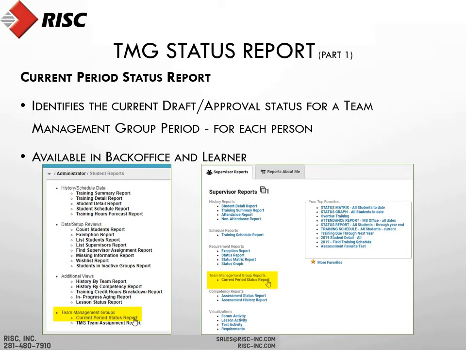There is one report that gives you a full view of where your TMG assessment process is at, related to who's been approved, who's pending, and what values are being set. The current period status report identifies the draft and approval status for a team management group period for each person. It is available in back office under the student reports and in Learner under the supervisor reports.